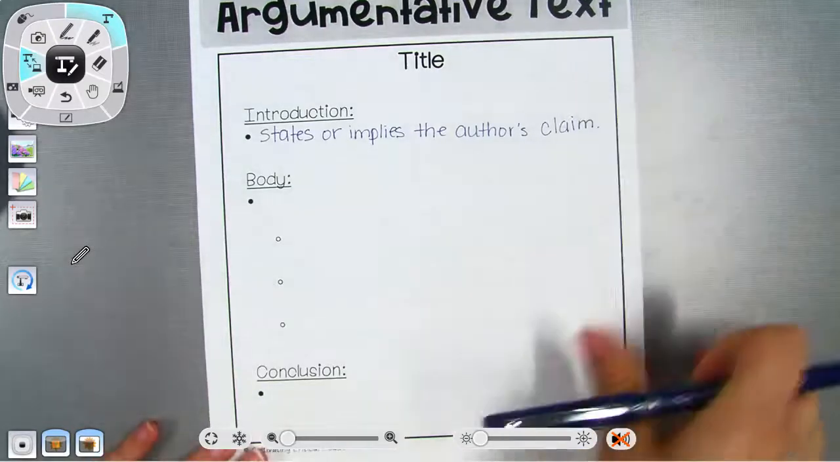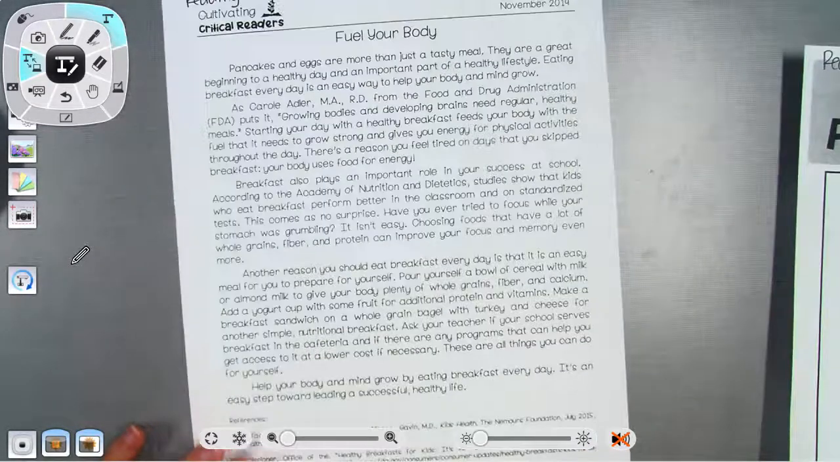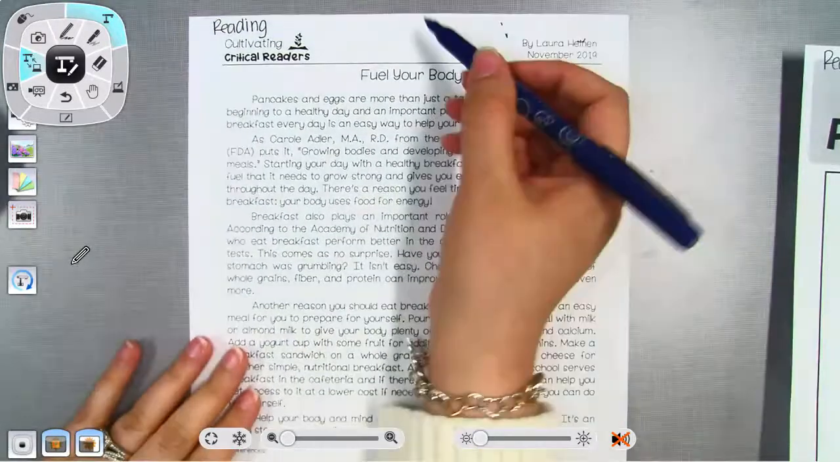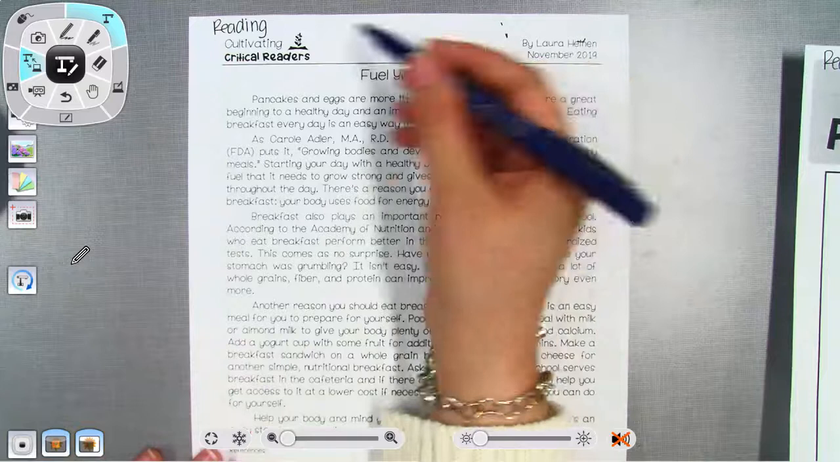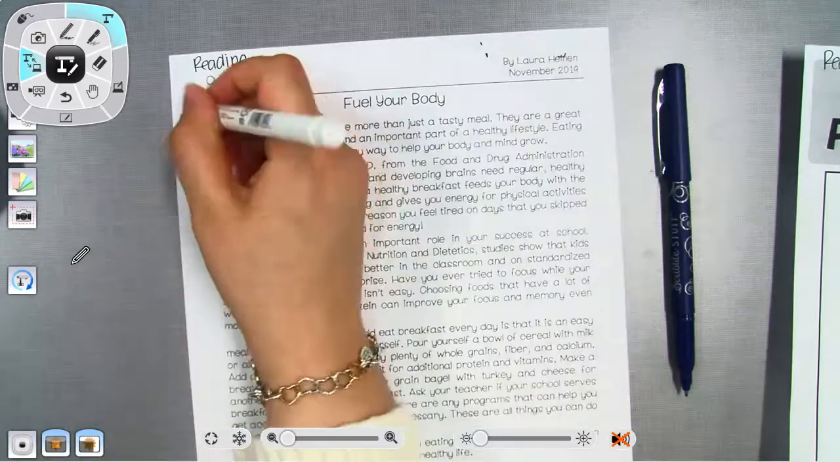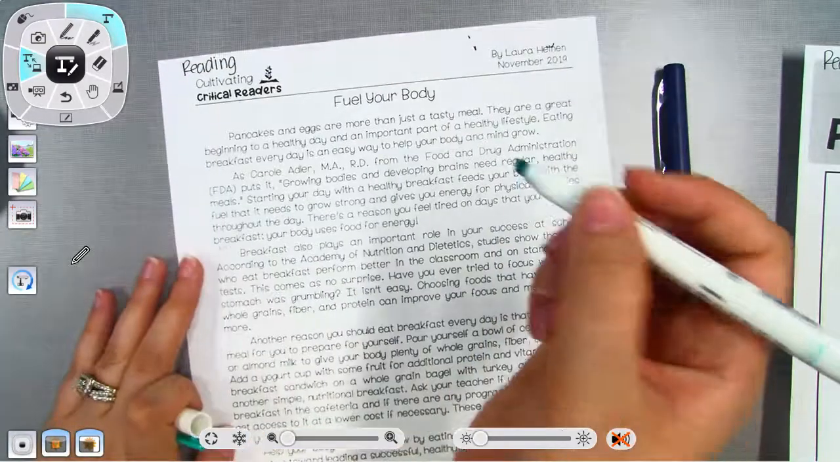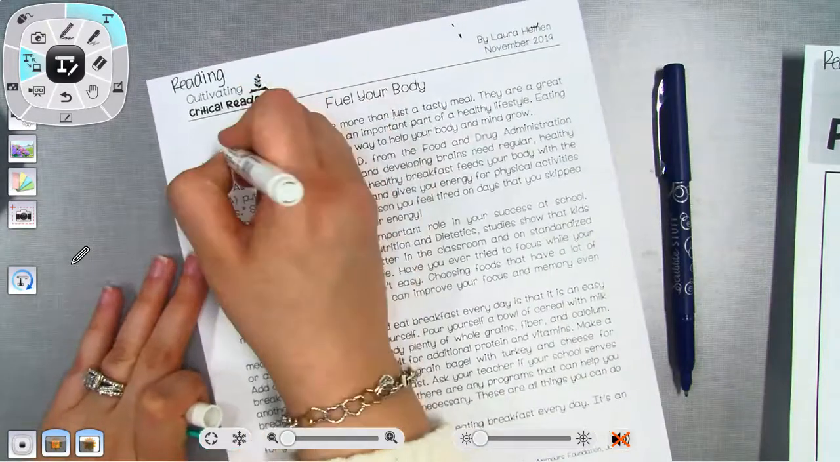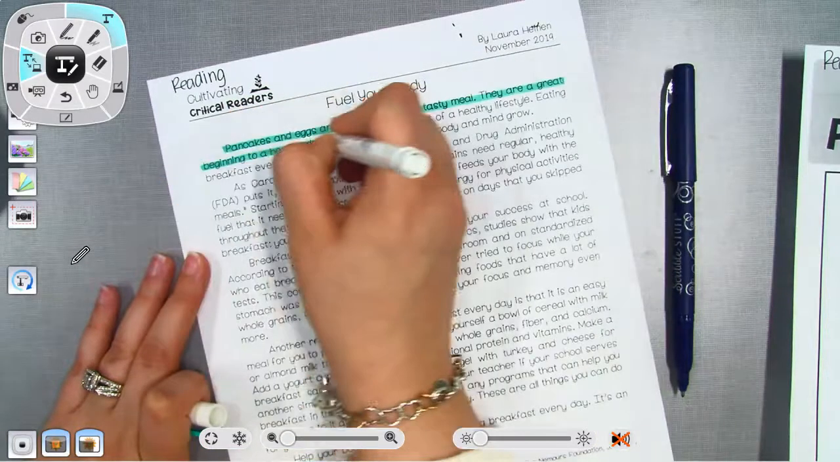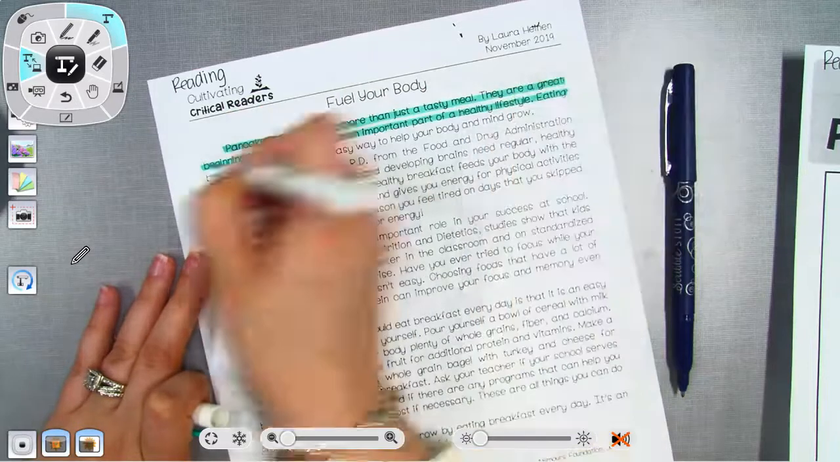Okay, so let's look at our argumentative text, and this is called Fuel Your Body. And I'm going to read the introduction. Right here, I'm going to just highlight it. This is my introduction.